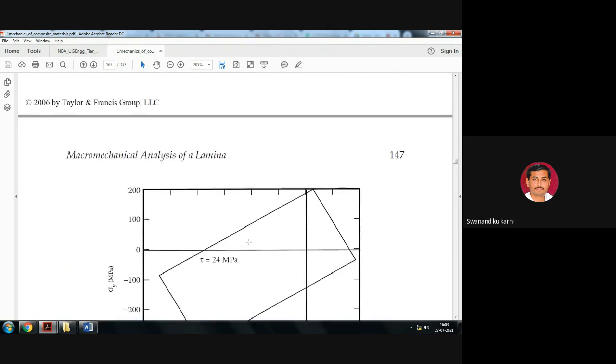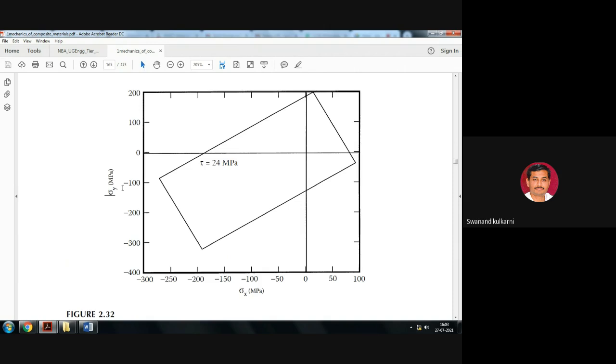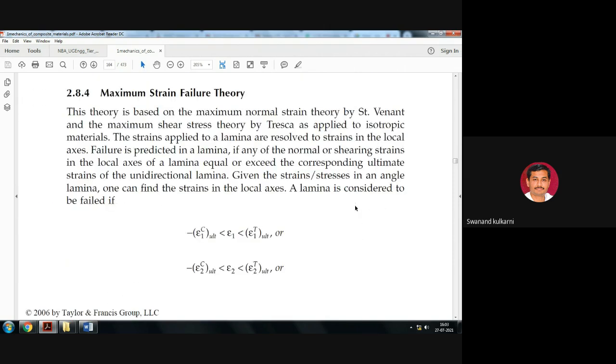So this is the failure envelope, and now with the help of this maximum strain failure theory, we are trying to identify this failure envelope. The maximum strain failure theory is based on the maximum normal strain theory, which is given by Saint Venant. That must be understood by everybody, because it may be asked in a multiple choice question.